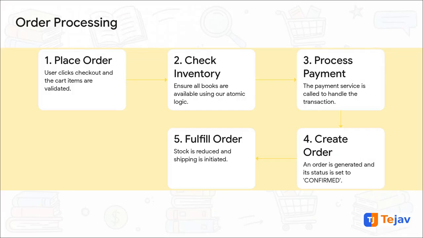So here's how it all flows. First, the user hits Place Order. We immediately validate their cart and run that atomic inventory check we just designed. If everything's in stock, we move on to processing the payment. Only after the payment is a success do we officially create an order in our system and mark it as confirmed. Then, finally, we kick off fulfillment, telling the warehouse to ship it and keeping the customer updated along the way.